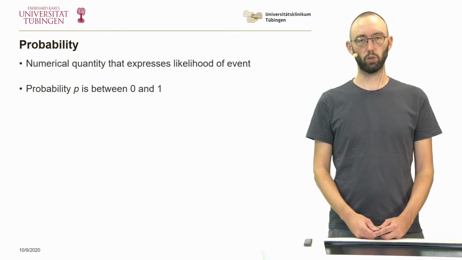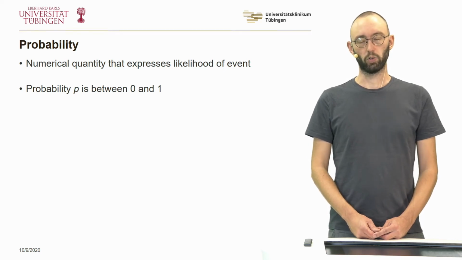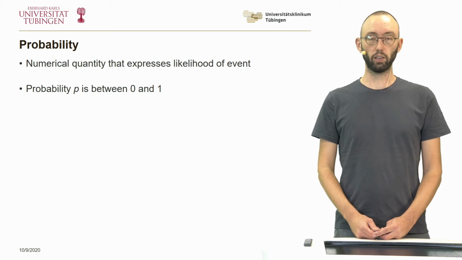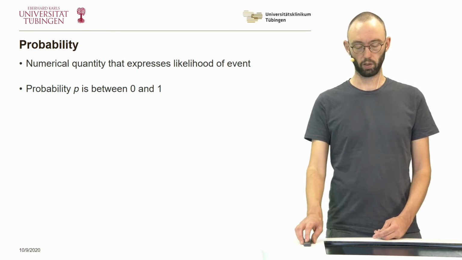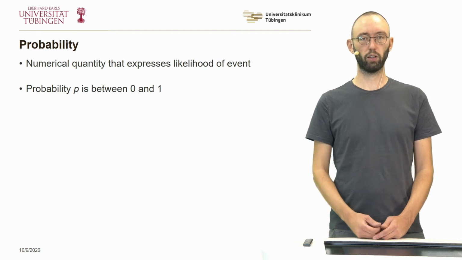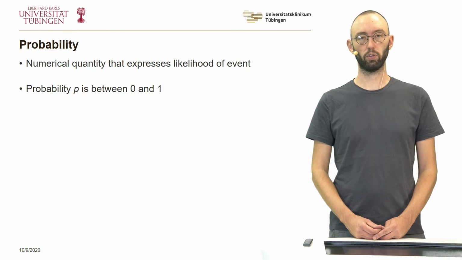So what are probabilities? Probabilities are a numerical quantity that expresses the likelihood of an event occurring. The probability, we often write as p, is between 0 and 1. So you cannot have probabilities that are negative, and you cannot have probabilities that are larger than 1. 0 denotes the event that never occurs, and 1 denotes the event that always occurs with certainty.